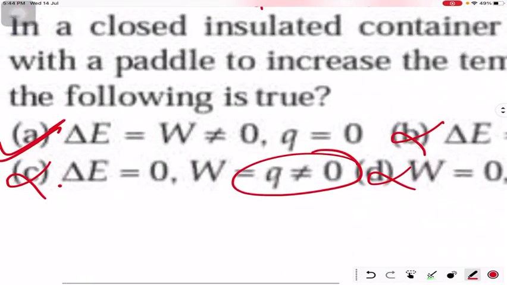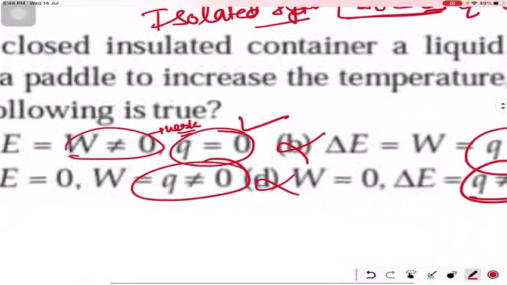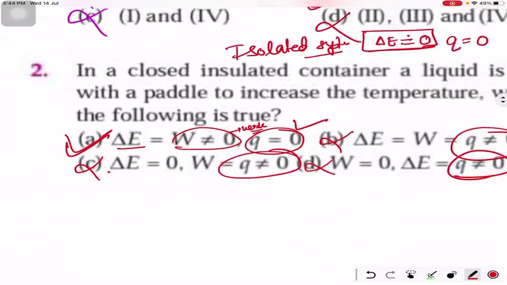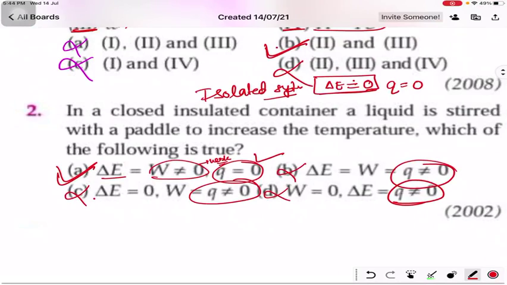Now in option A, because this is isolated, no heat is transferred. W is not equal to 0 because work is done, because we are churning the liquid. And delta E is equal to some energy change will be there. However, there will be no exchange of energy between system and surrounding.